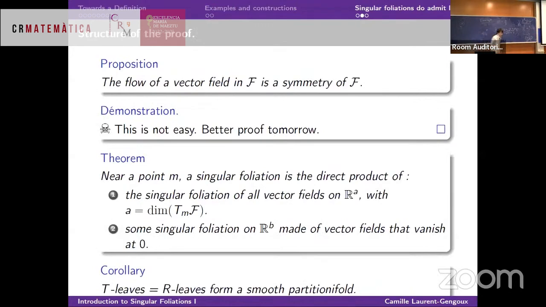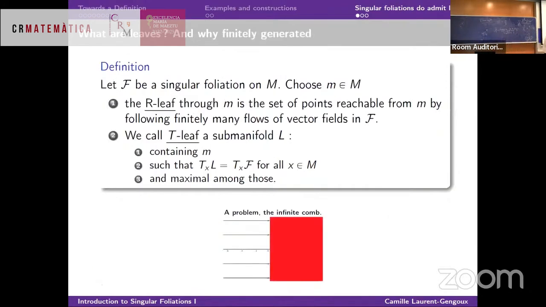Okay. So I still have to justify my definition by saying, how much time do I have left? 8 minutes, perfect. By saying that leaves exist. I mean, that's something you hope for. So from now to the end, I'm going to say that leaves exist, theorem. I need to be slightly more precise afterwards.